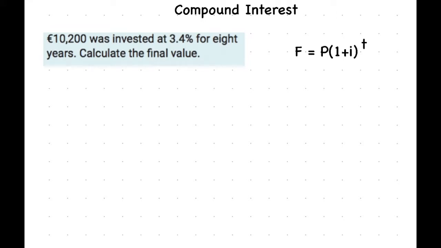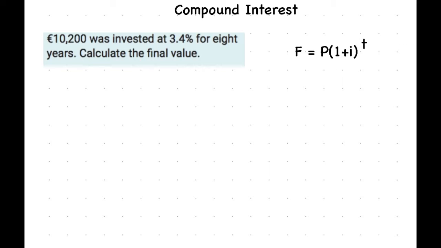Alright, so in this video we're going to take a look at the compound interest questions, and in particular we're going to look at how to use the formula. Now this formula is in your log tables, you'll never have to learn it off, but you do need to understand what the different pieces mean.